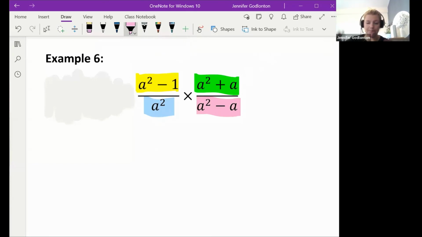One step at a time. 1, 1, 1, 1, 1. Do all your factorizing. And if you're happy with an answer, give us your answer and we will go through this one together.